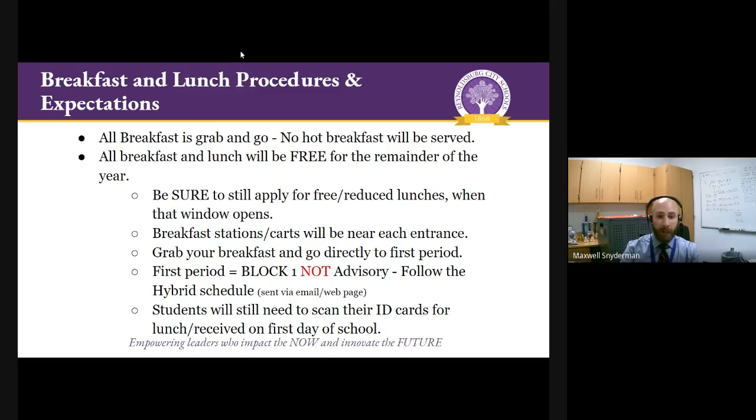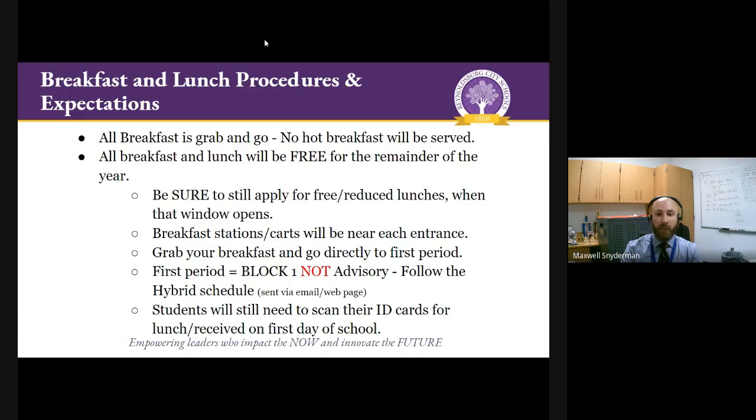All breakfast and lunch this year will be free for the remainder of the year. However, please be sure that you still apply for free or reduced lunches whenever that window opens, towards the end of the year. We can get you more clarification on what that time frame is. But for next year, please make sure that you still apply to be eligible.